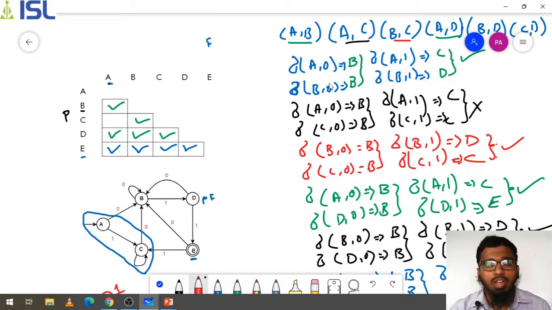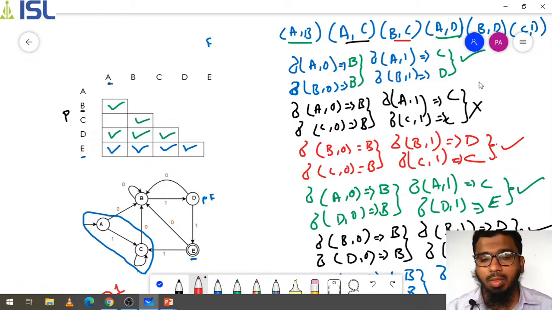After marking, we need to go with the functional method. Here delta A comma 0 and B: you need to see the graph and get the value. A on 0 we are getting the value B. B on 0, what are we getting? We are getting the value B only. Here A on 1 is going to C and B on 1 is going to D.